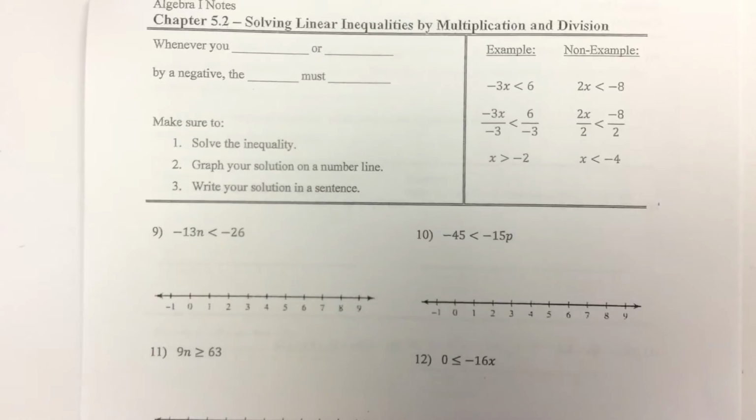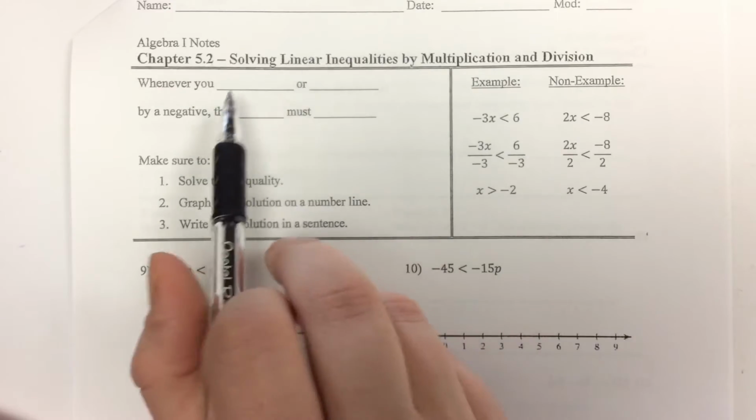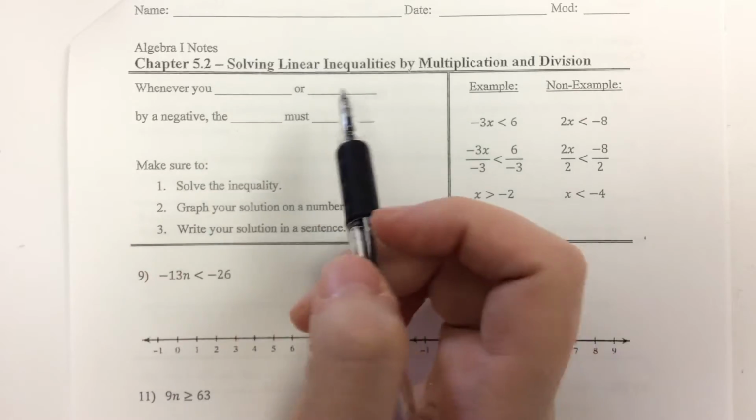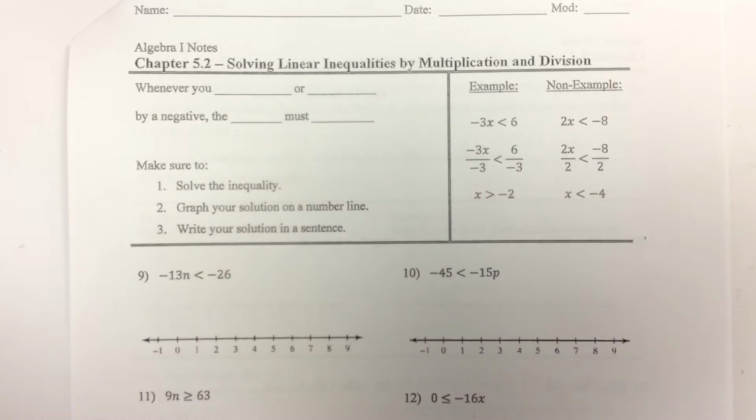Okay, moving right along with chapter 5, we are in section 2. In section 1, we talked about solving linear inequalities by adding and subtracting, and it was nothing new. We were solving them the same way that we do when we are solving an equation. Now in this section, we're going to talk about multiplication and division. Once again, solving it the same exact way. Use your inverse operations to solve for your variable.